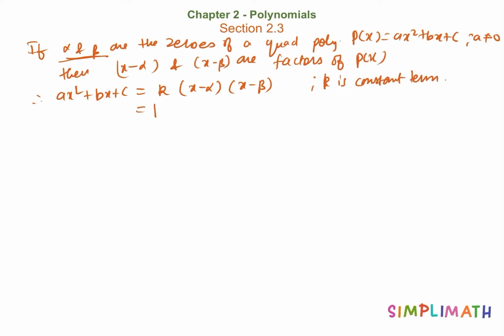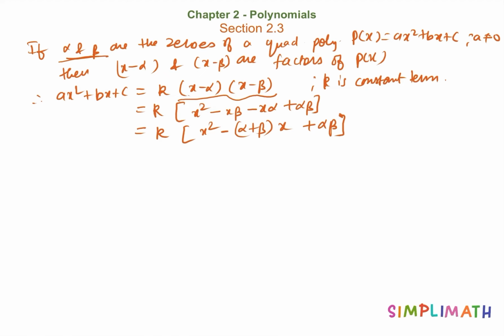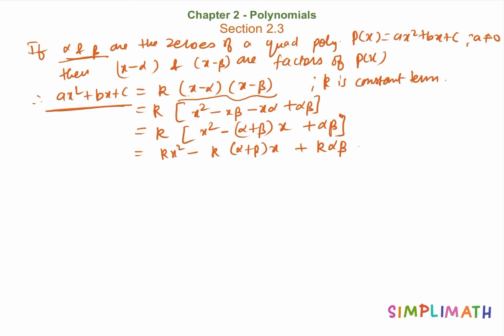Okay, so if we multiply these terms, what do we get? X square minus x beta minus x alpha plus alpha beta, right? So this can be written as k into x square minus alpha plus beta x plus alpha beta. Now I can write this as kx square minus k alpha plus beta x plus k alpha beta. Now, if we compare the coefficient of x square, x and the constant term from here and from here, what do we get?